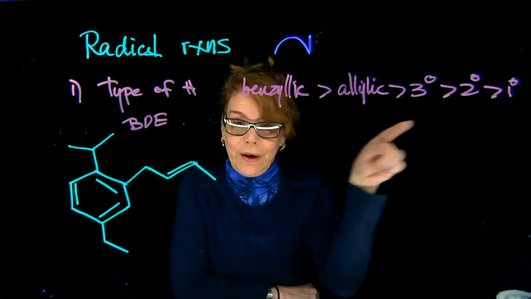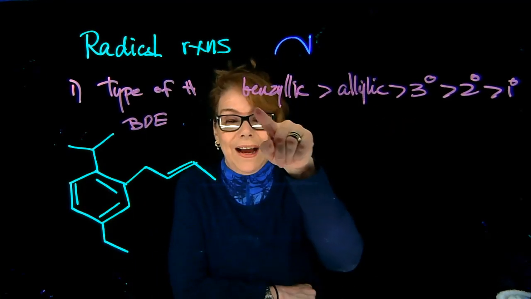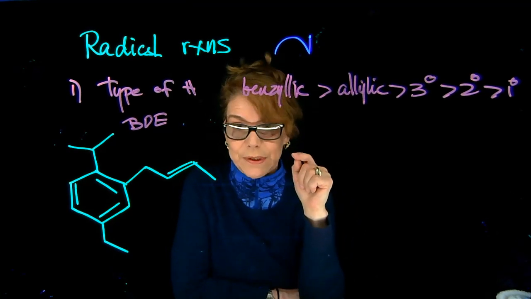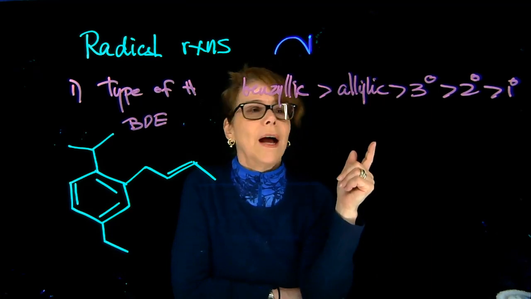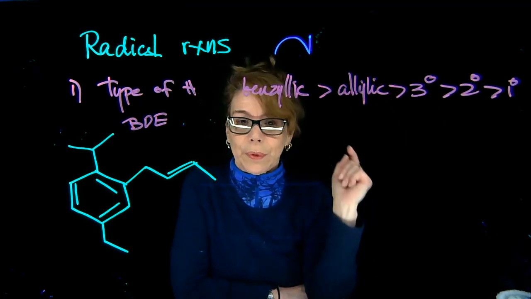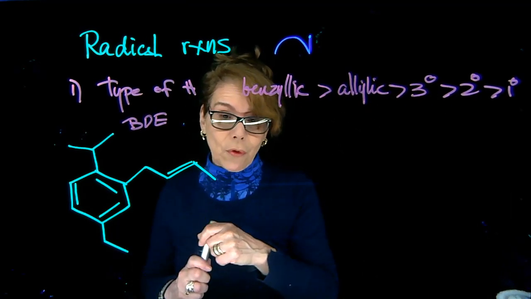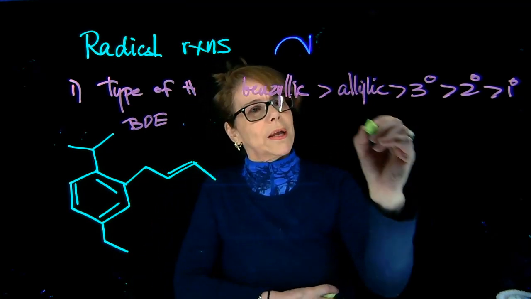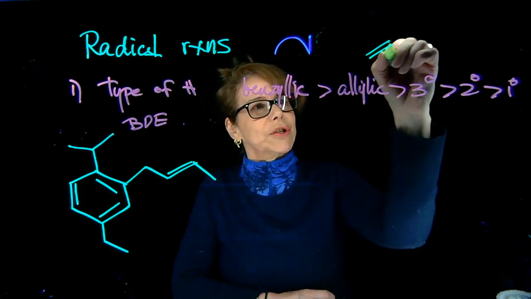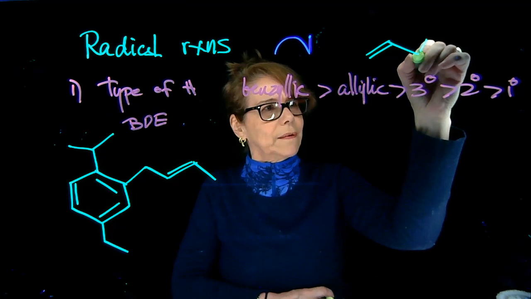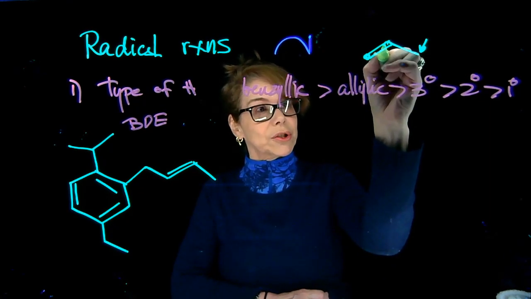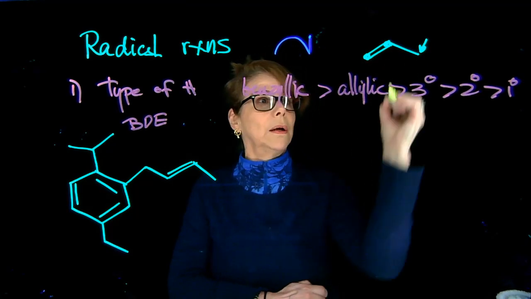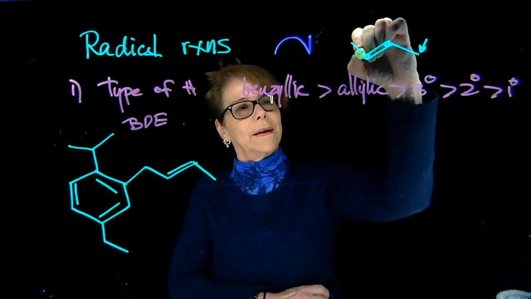Regarding the type of hydrogen, as we said before, the weakest bond is the benzylic, so the easiest to form, and then allylic. And then we have tertiary, secondary, and primary. Very difficult to form is vinylic, though. Allylic, remember, is the position right next to the double bond; this is your allylic position. Now, the two positions here at the double bond are called vinylic.